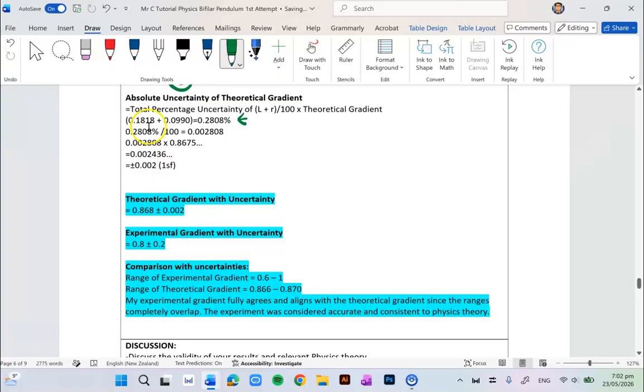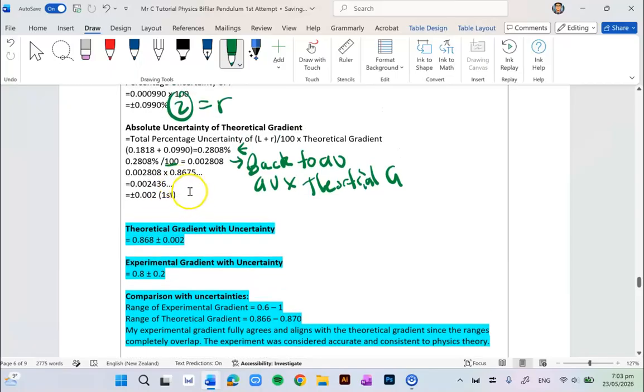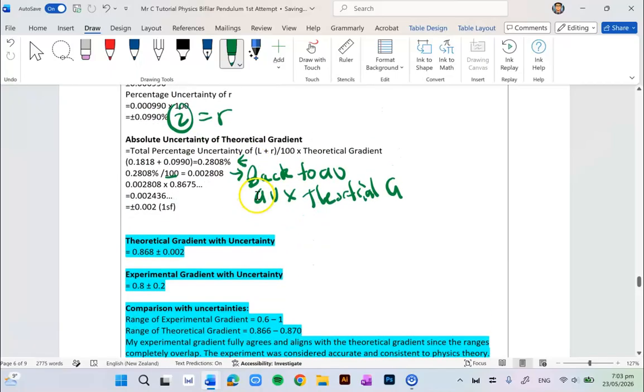And then you would divide it by 100, right? Not multiply, and that would turn it back to an absolute uncertainty. And then you multiply that absolute uncertainty by your theoretical gradient, right? Theoretical G, and then that gives you your uncertainty rounded to 1SF. So just be careful, don't get the two confused.